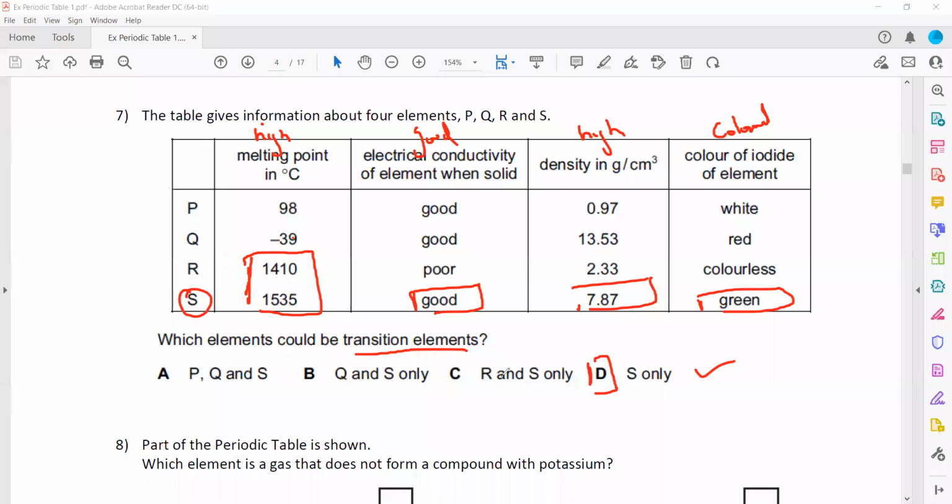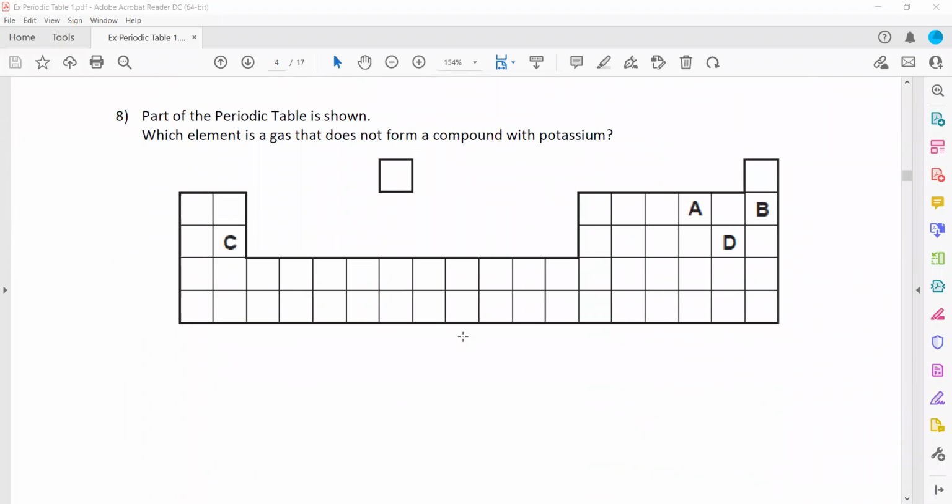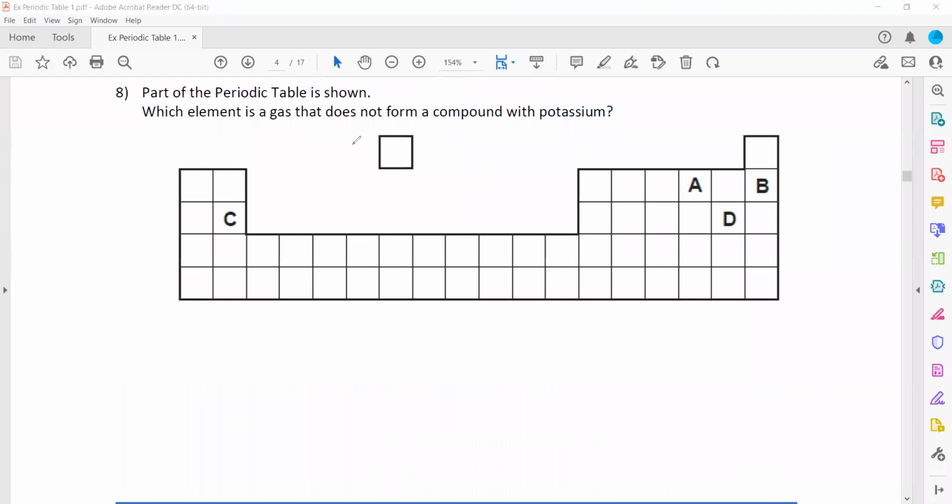Because to be a transition element, it should have the following characteristics: high melting point, high electrical conductivity, high density, and it should form a colored compound, or its compound or element can be used as a catalyst to speed up the reaction. Part of the periodic table is shown. Which element is a gas that does not form a compound with potassium? It does not form a compound with potassium, it means no reaction, does not react.